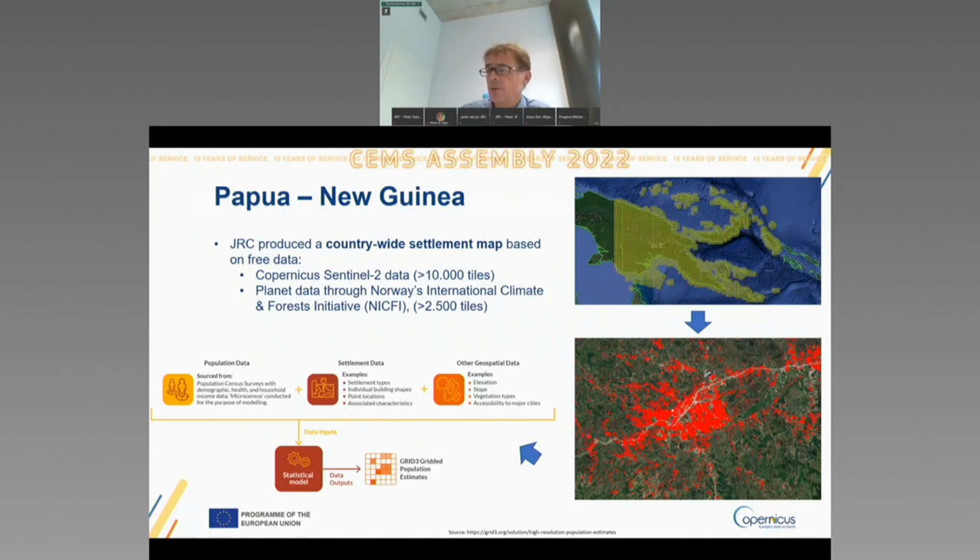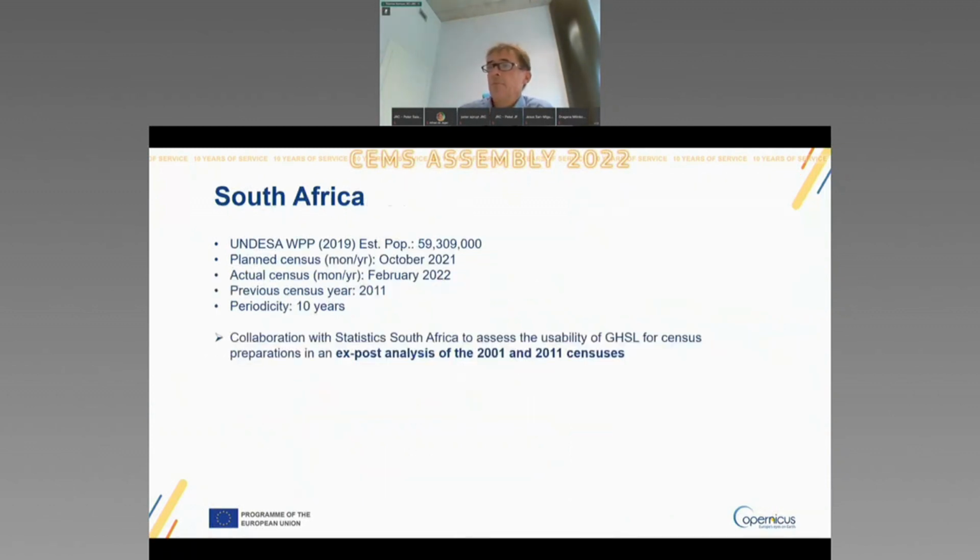So this was a very, very concrete example. With the help of the European delegations, we also reached out to other countries for interest, and we got feedback from South Africa. South Africa actually conducted the census this year in February, so they contacted us basically in January. So everything was already set in place, and in any case, the preparations and the quality of the censuses in the past in South Africa are quite high.